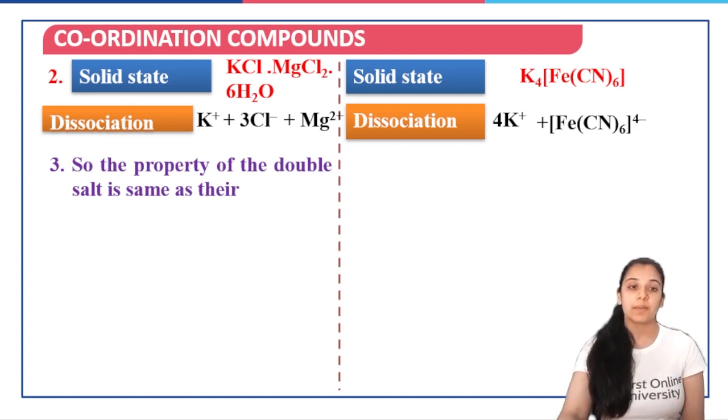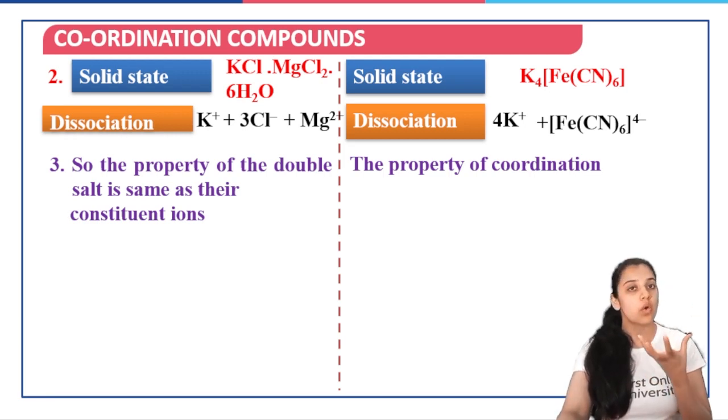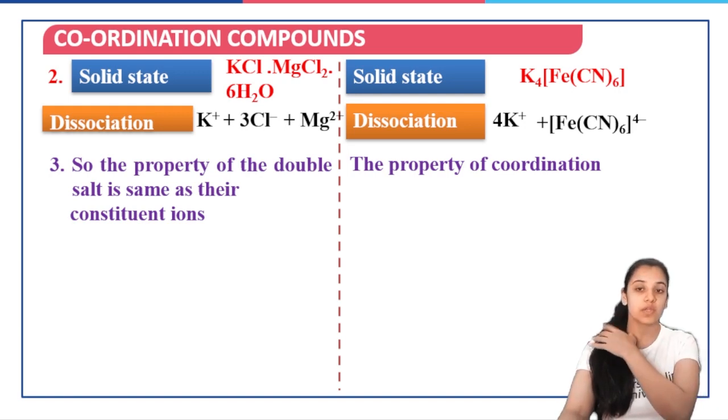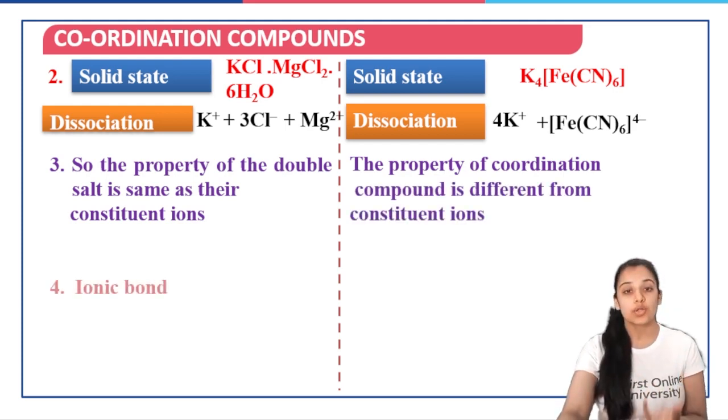So the property of the double salt is the same as their constituent ions because it is getting dissociated into its constituent ions. So definitely the properties of that solution will also be the same as the properties of the constituent ions. But when I talk of coordination compounds, the properties of the coordination compound are not going to be the same as that of its constituent ions. It's going to be different.